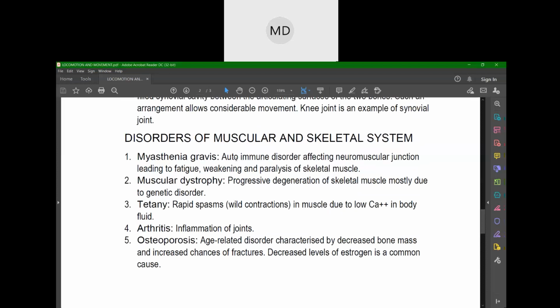What is autoimmune disorder? So autoimmune disorder is a disease where the immune system does not just fight disease, but it makes the immune system attack the healthy cells.